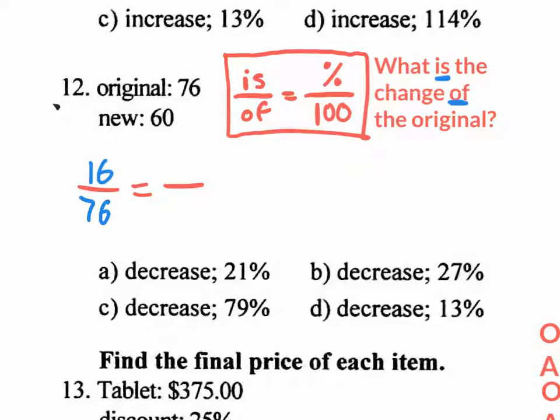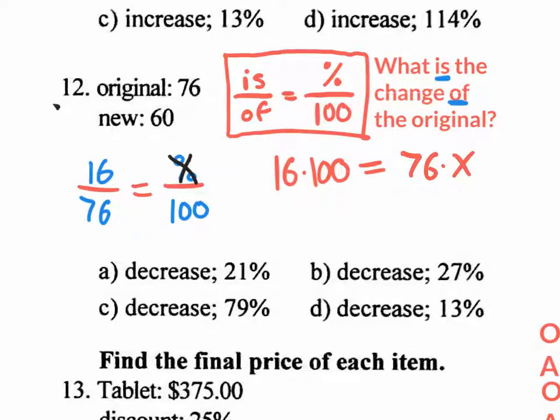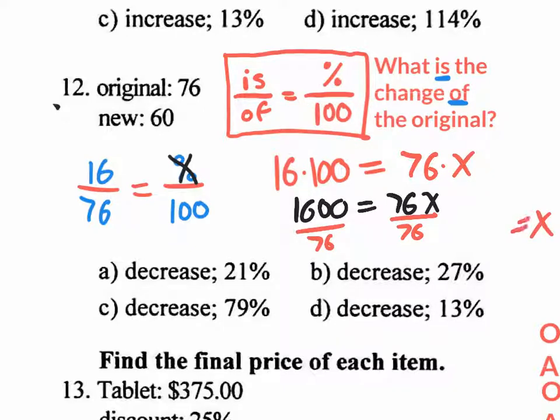And again, the question is what percent change? So we don't know the percent. We're going to call it X, but we know it's always over 100. So we can put a big X right here instead of the percent. And let's do all this with the calculator instead of reducing. 16 times 100 equals, and then 76 times X. So that's really 1600 equals 76X. With the calculator, divided by 76, X equals 21.052.